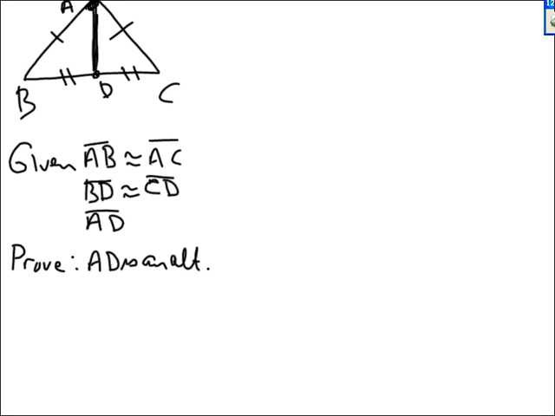Now, clearly, this angle and this angle add up to 180. So, straight line. I just have to show that they're equal to one another. If I can show that that angle and that angle are equal, then I can say they're both 90 degrees, and AD will in fact be an altitude.